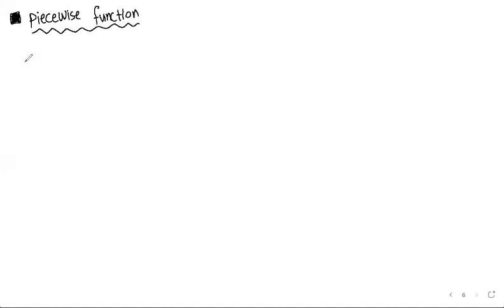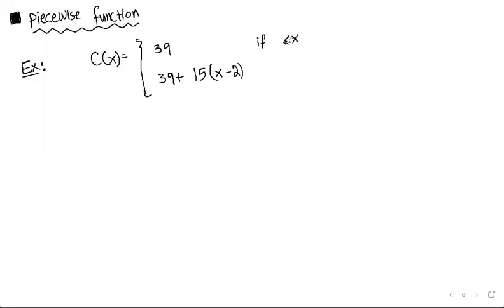So for example, a function like that: c of x equals 39 here, and 39 plus 15 times x minus 2 here. This means the first applies if x is between 0 and 2, and the second if x is greater than 2.